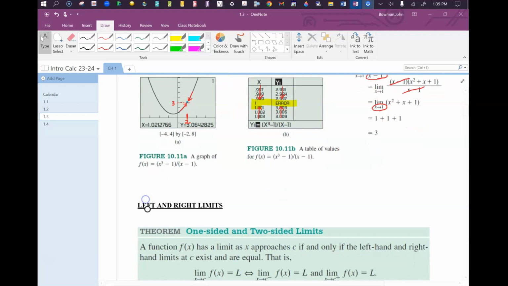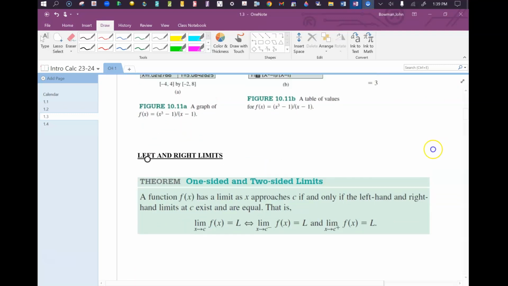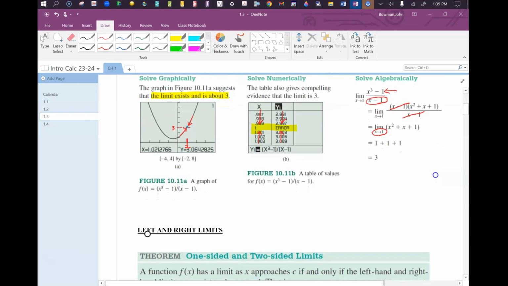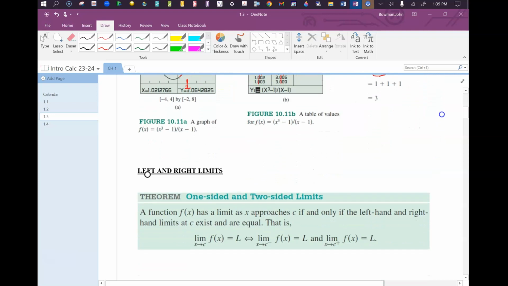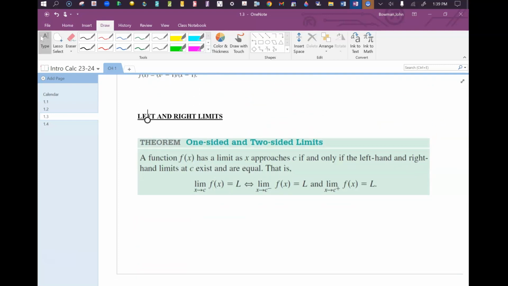Before we go any further, what we want to do is talk about left and right limits. And I alluded to that in the graph above and in the table above, but not the algebraic example above. And so here's why that left and right limit thing is important.